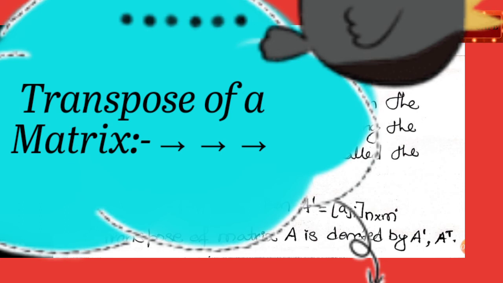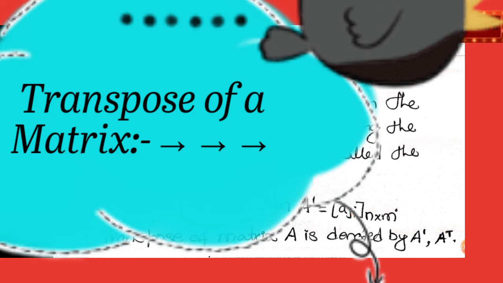What matrix do we obtain by interchanging the rows and columns? Rows become the columns, and columns become the rows. So the matrix obtained by interchanging the rows and columns of A is called the transpose of A. That is, if we have a matrix A equals Aij of order m by n, then A transpose is nothing but Aji.